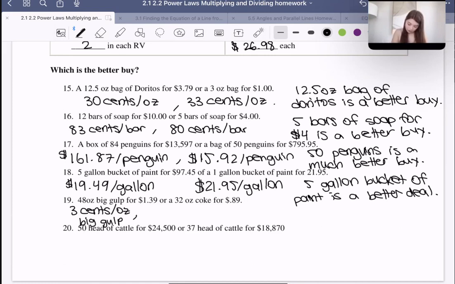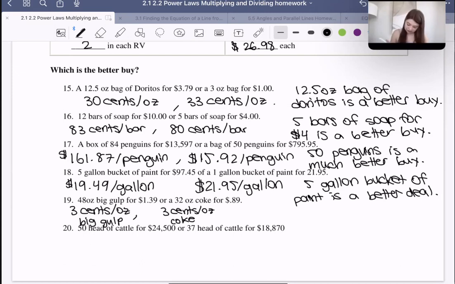Or for the Coke, it's going to be 89 cents divided by 32, which also rounds to 3 cents per ounce for Coke. So it's actually a very, very small difference. They're very similar. However, the big gulp was actually slightly higher than the Coke. So the Coke is actually a slightly better deal, even though they both rounded to 3 cents.